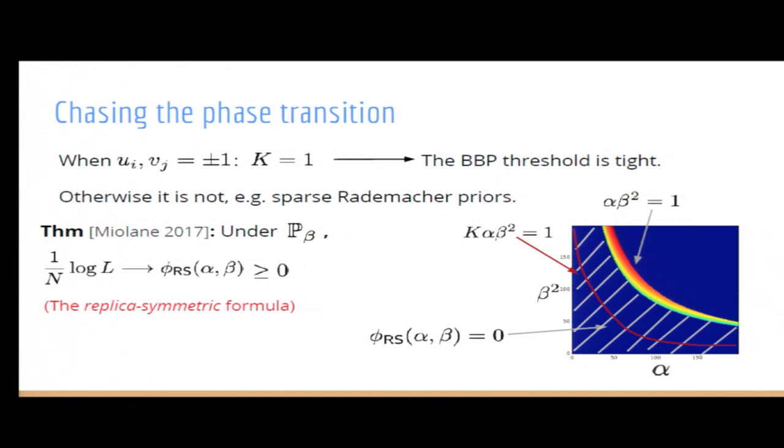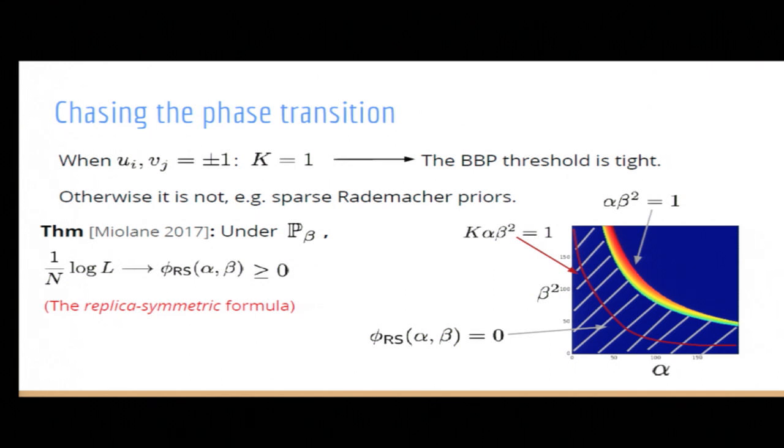It turns out that there's a theorem by Miolane that tells you that if you normalize by n, then you converge to a certain function. There is a variational formula that you can write down explicitly and solve numerically very easily. It is quite easy to actually derive the fact that it is non-negative. And so we can actually characterize the problem using this function.